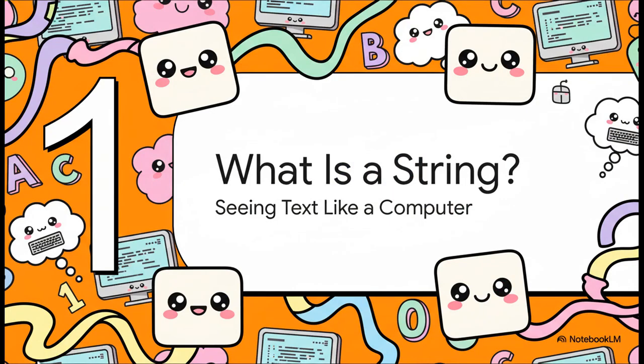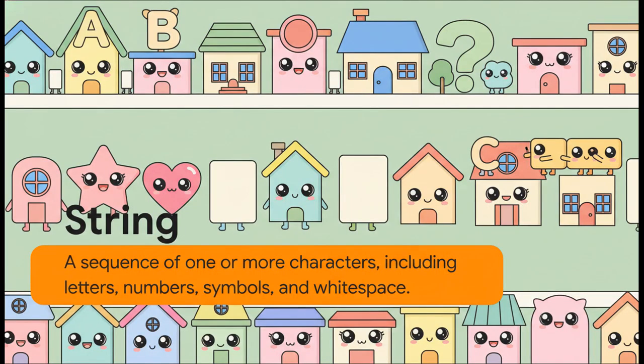So first things first, we've got to get on the same page as the computer. To us, we see words and sentences. But to a computer, text isn't just a random jumble of letters. It sees it as something very, very specific. And that something is called a string.